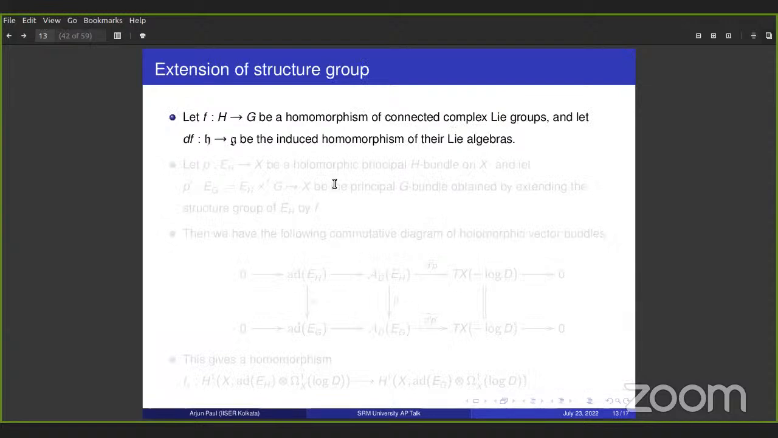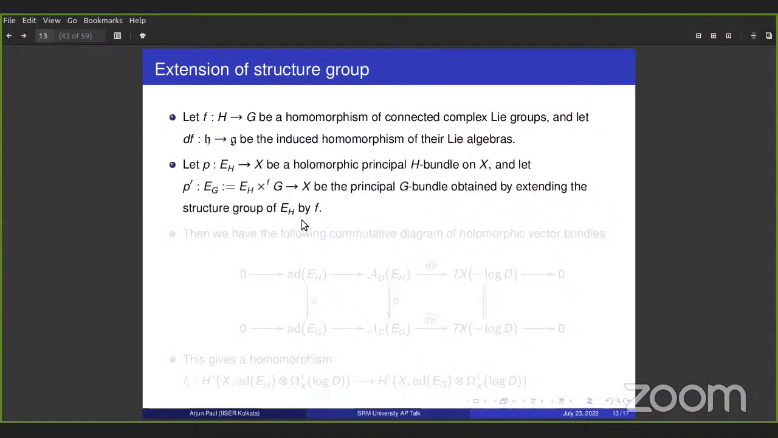Now we discuss the notion of extension: what happens when we extend or reduce the structure group of the principal bundle, what happens to the logarithmic connection. Suppose F: H to G is a homomorphism of connected complex Lie groups, and suppose dF is the induced homomorphism of their Lie algebras from h to g. And suppose E_H is a holomorphic principal H bundle on X. Then we can use this homomorphism of complex Lie groups to extend the structure group to get a principal G bundle. This is denoted by E_G, which is E_H cross G modulo the twisted action of H. So this is the principal G bundle obtained by extension of the structure group of E_H by F.